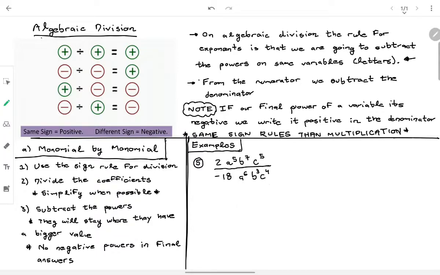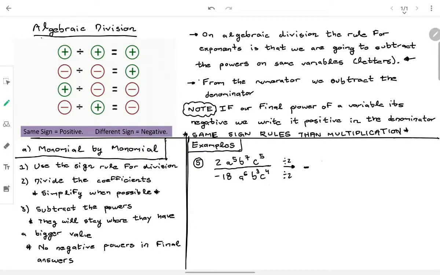So in the next one, we have this specific one. So we need to do the same. The first process is to do the sign rule. So in this case, positive divided by negative, it's going to be a -1. Then we are going to use the division of coefficients. So in this case, we can simplify it, dividing by 2.